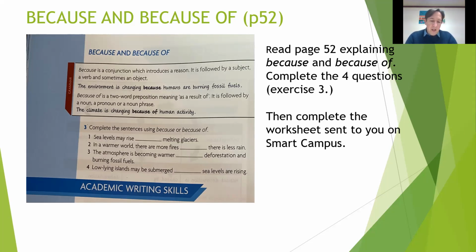So because is a conjunction which introduces a reason. It is followed by a subject, a verb, and sometimes an object. Because of is a 2-word preposition, meaning as a result of. It is followed by a noun, a pronoun, or a noun phrase. All right, so pause the video and just have a quick go at doing those 4 questions in part 3. And then I will give you the answers.